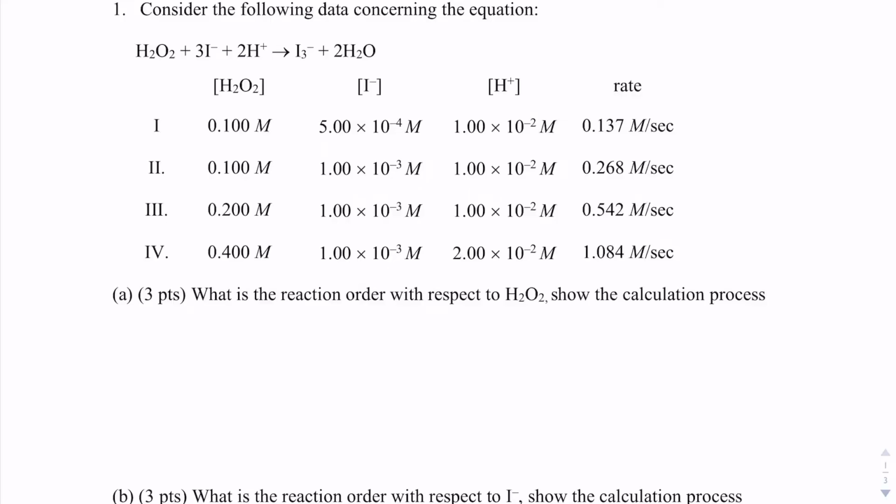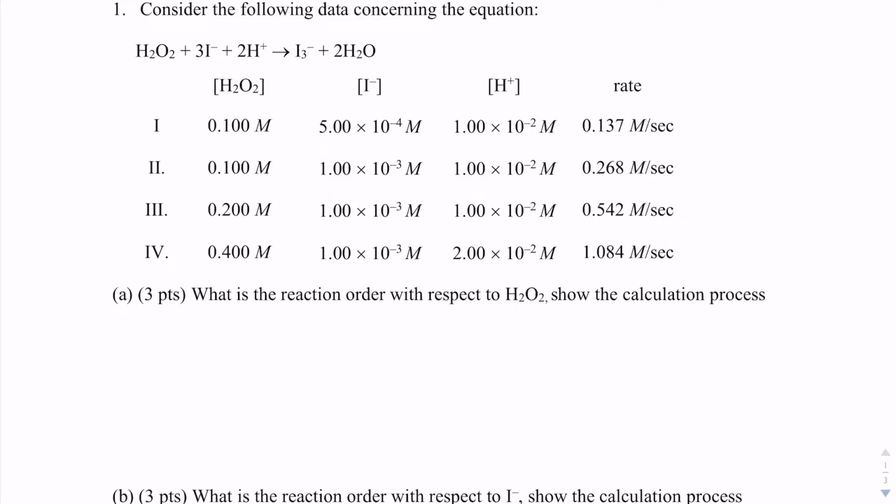Hello everyone, today I'm gonna do an example question on calculation of rate law. We will have the concentrations and the initial rate, and then based on different trials or different experiments, we'll be able to calculate the reaction orders with respect to each reactant.